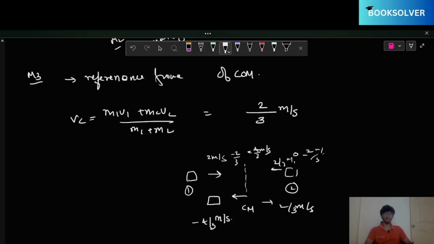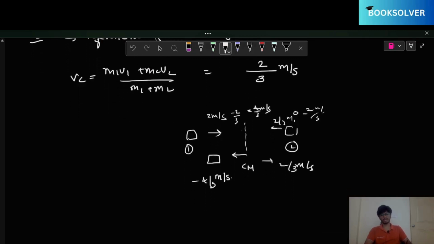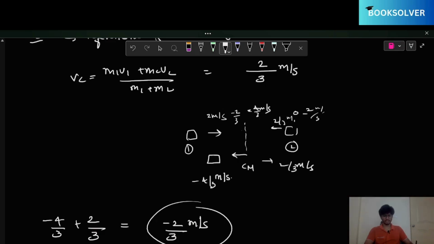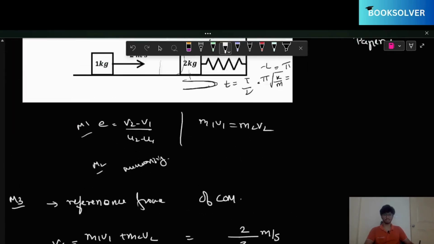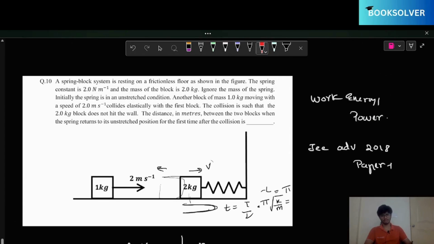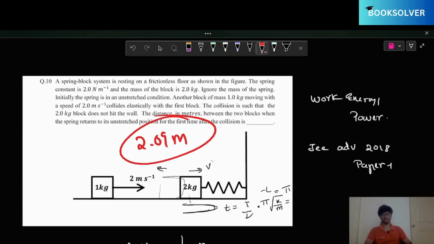Now if you want this in the ground frame, we basically add the velocity of the center of mass, and this will be minus 2 by 3 meters per second. Once you find this, the distance will be equal to 2 by 3 times pi, which is 2.09 meters. So the answer to this question is 2.09 meters. All right, thank you.